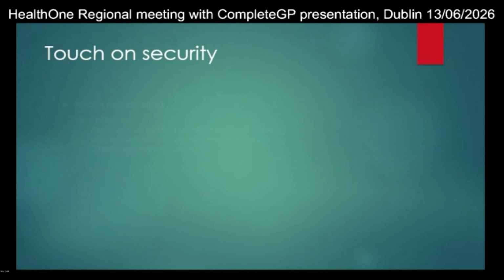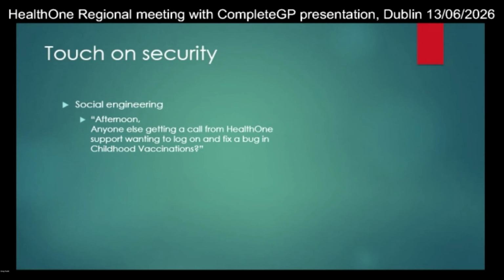Small touch on security. I loved this suspicious brain, right? On user group email, right? I got a call from Health One support wanting to log in and fix a button in childhood vaccine, and they didn't let them in, which is what you're supposed to do, right? Because that's essentially what's called a social engineering attack. Somebody calls you, they're telling you, oh yeah, we're from support, we want to fix ABC, but how do you know that this is who they say they are? So this person did the right thing. They said, yeah, thank you.